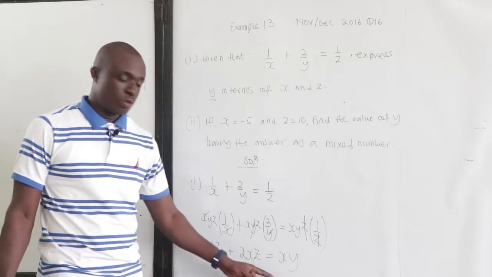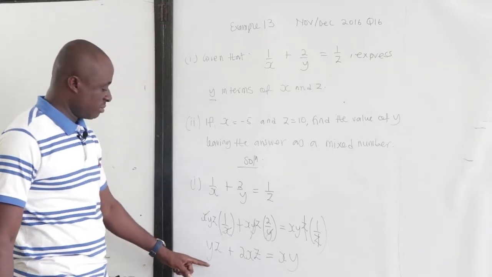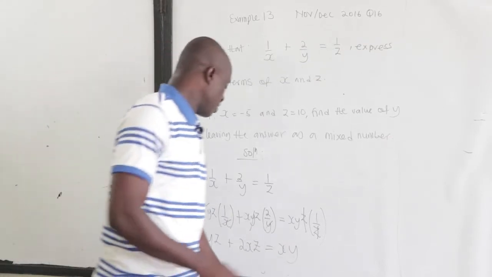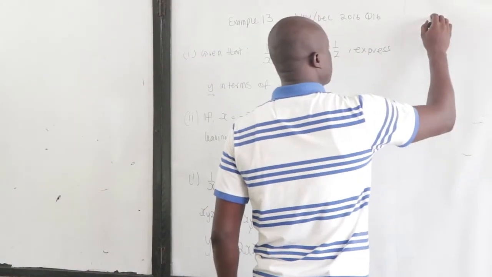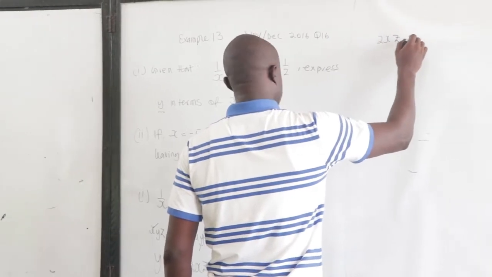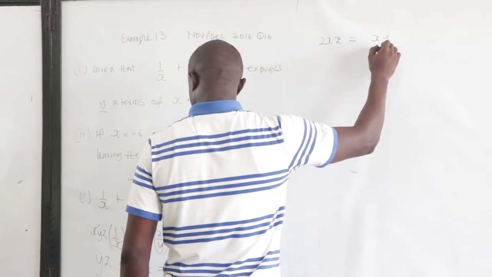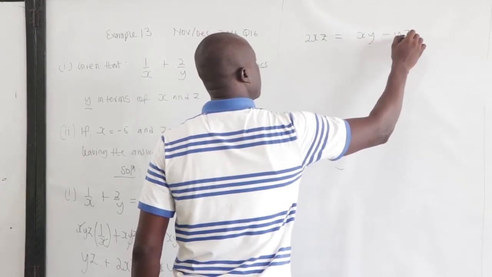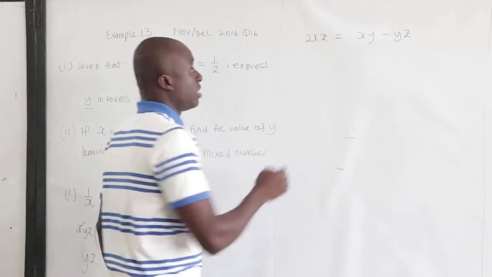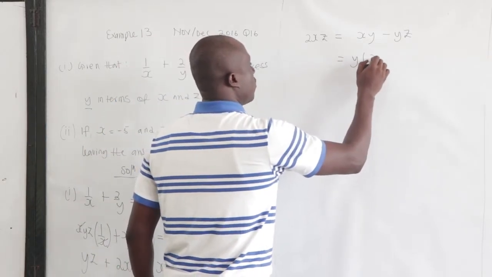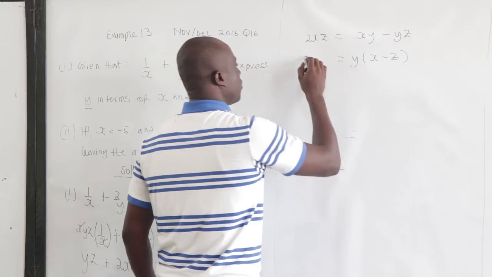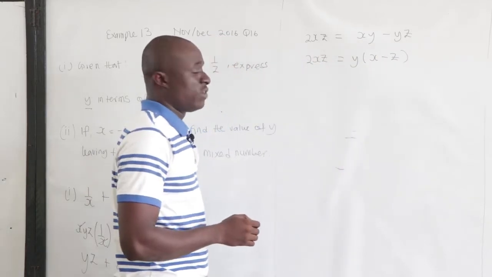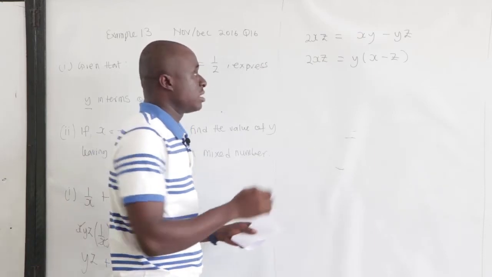From what we want to do, we want to make y the subject. So it is better we take this yz to the right hand side. So we have 2xz equal to xy minus yz. We want to make y the subject, so we factorize y out. So what do you have? y times (x minus z) equals 2xz. We want to make y the subject, so we divide by what is multiplying the y, which is x minus z.